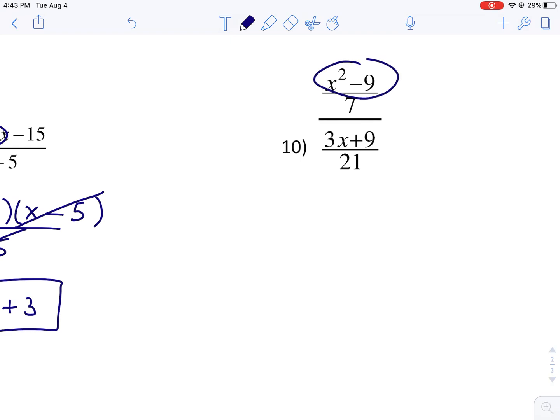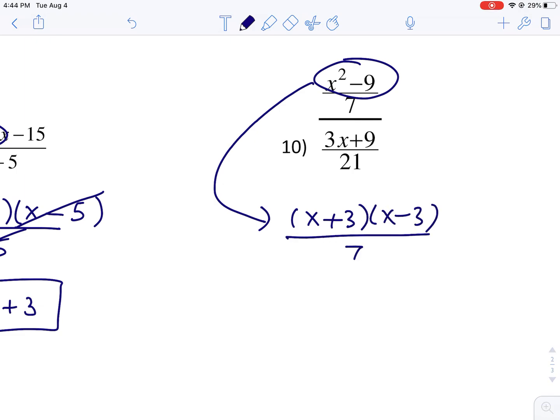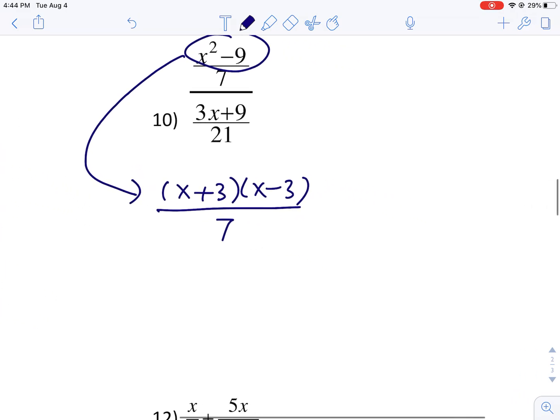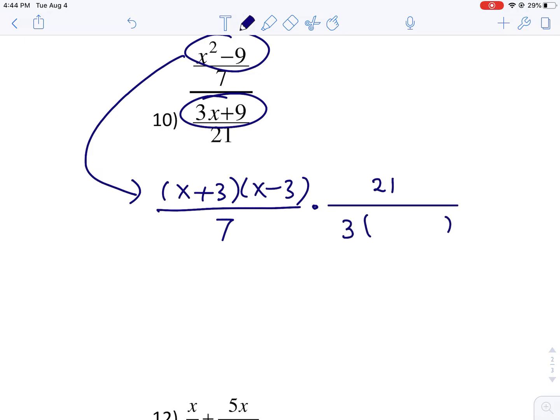x squared minus 9. Let's deal with that first. That's difference of squares. That's x plus 3, x minus 3, right? That's divided by 7. Now remember, I'm multiplying this, so what am I going to do? I'm going to flip it. Let's flip it and multiply. So we get 21 up top, and then we've got to factor that, right? But that's a common factor of 3. So if I take 3 out of that, I get an x plus 3.